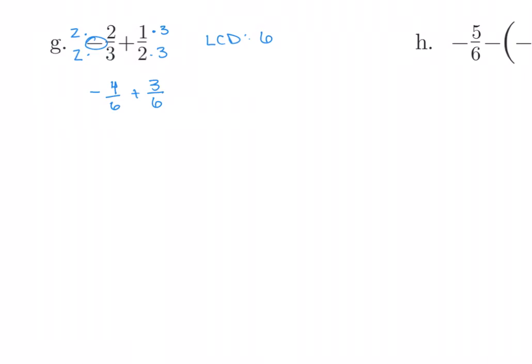Okay, now we need to bring in our rules of signs. Do we have same signs or different signs? For this one we have different signs, so I want to subtract. We get negative 4 plus 3 is negative 1. We're going to subtract and keep the sign of the larger number, and we keep the denominator. So we get negative 1 over 6.